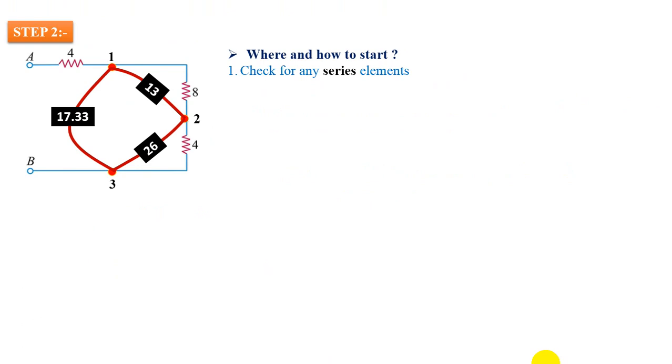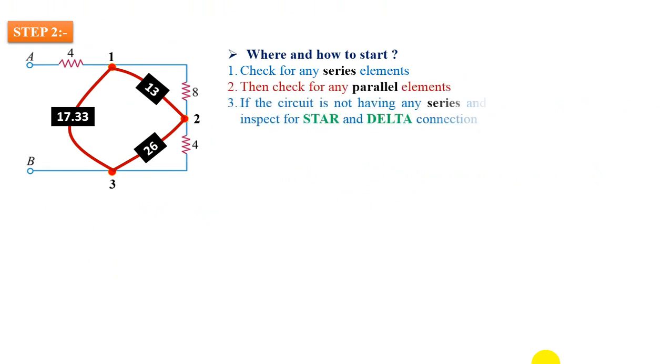Check for any series element. Check for any parallel element. If they are not there, then inspect for star and delta. So what do you think? Are there any elements in series? What's your answer? You can pause the video.